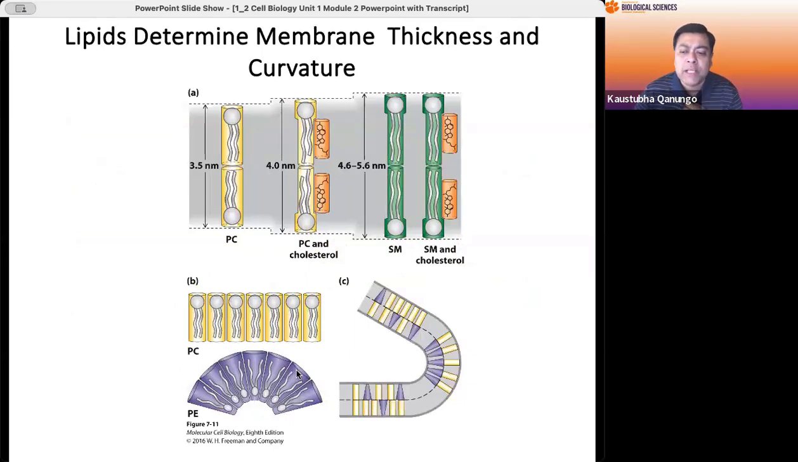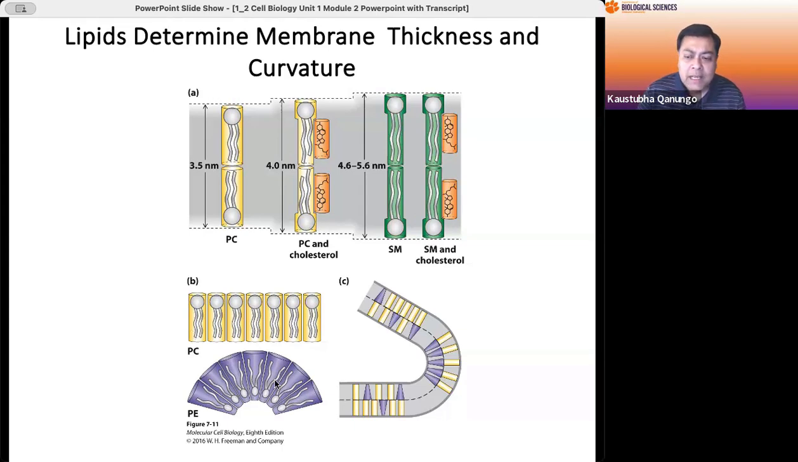All right. So how are these membranes bent, how are all these curvatures achieved? If you look at the van der Waals envelope of the different phospholipids, they are very interesting. This membrane is made up of phosphatidylcholine, PC, two phosphatidylcholines, and the membrane is 3.5 nanometers. If it is phosphatidylcholine and cholesterol, it becomes 4 nanometers. If it is made up of sphingomyelin and cholesterol, it becomes 4.6 to 5.6 nanometers. So just by changing the lipid composition, you can change the membrane thickness. And that has a huge implication for whether the membrane will melt or freeze easily or not.